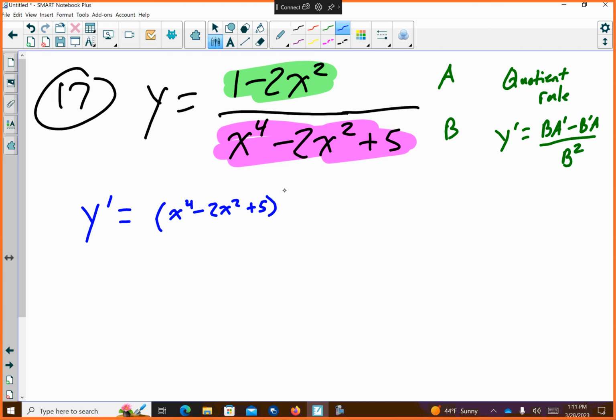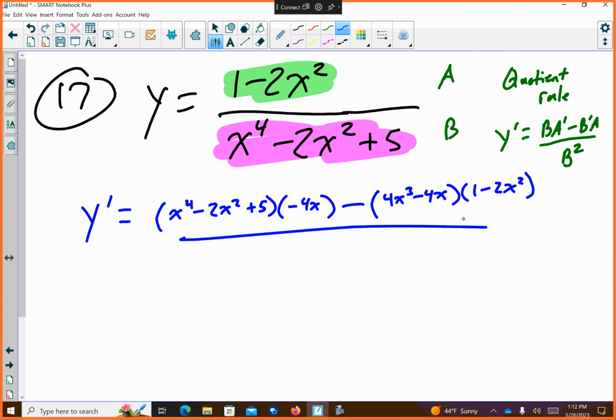What's the derivative of the top? You want to take a shot at the green? Negative 4x. Minus, what's the derivative of the bottom? Cool. And then times the top, all over the denominator squared. Done. Did I do that on the last one? Yep, I did. Cool. That's it.